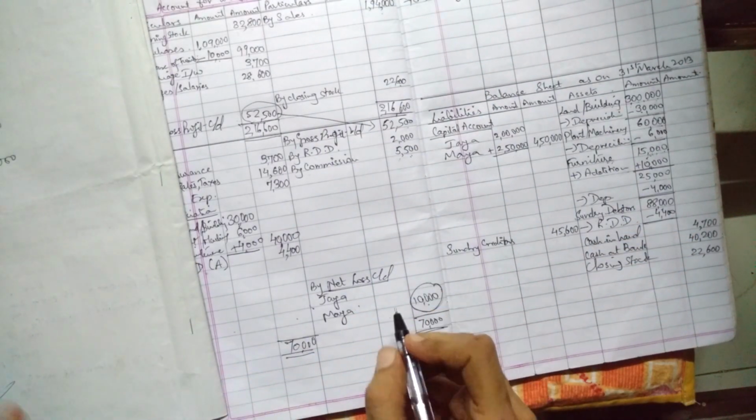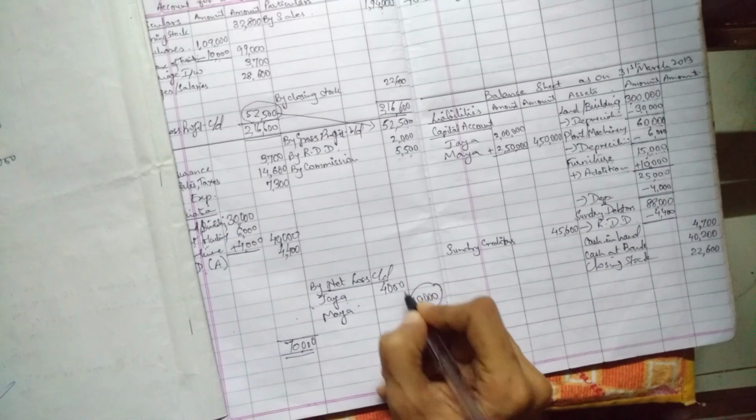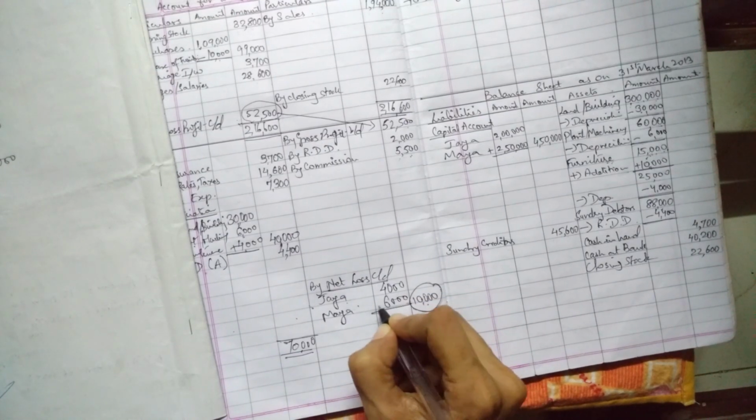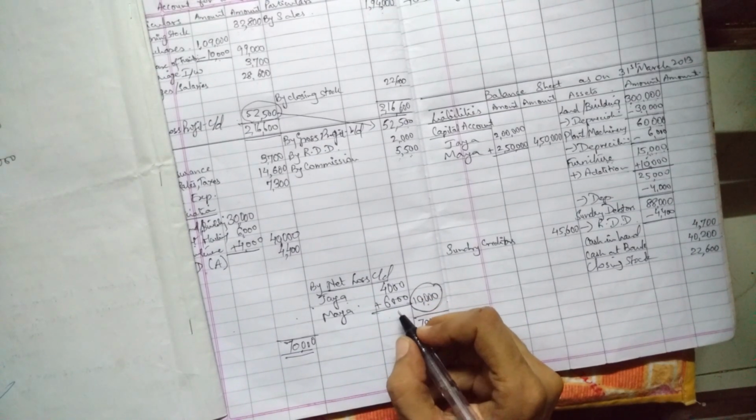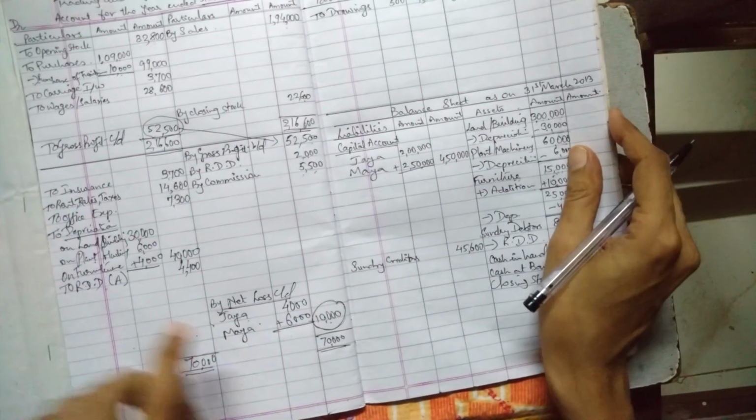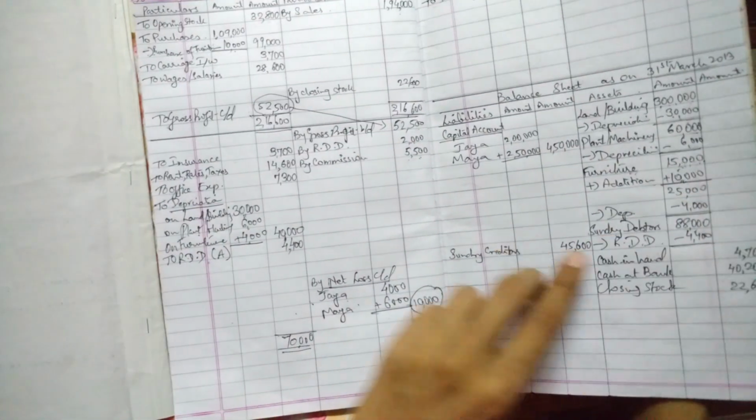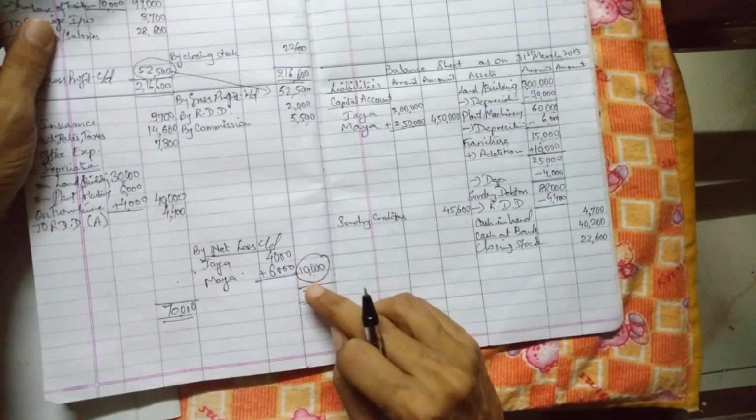Okay. So here I'll write in P&L account debit side. In front of Jaya we will write 4,000. In front of Maya we will write 6,000. This is the total loss. So 4,000 and 6,000. Now moving ahead. You have got a loss of 10,000 on the credit side.